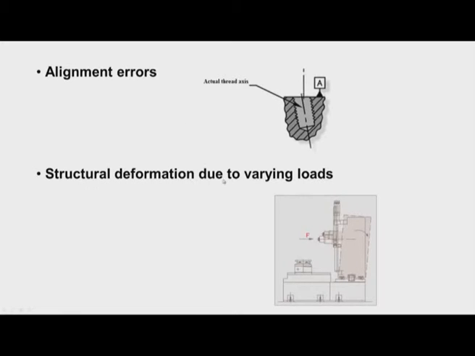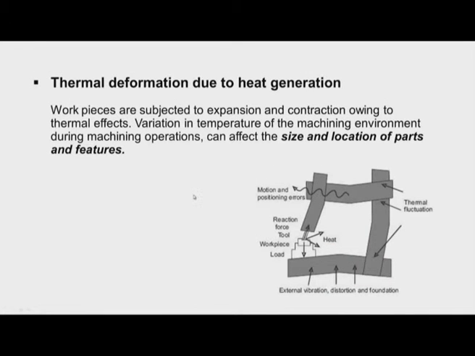Also the structural deformation due to varying load, the cutting forces will be acting on the structure, the column of the machine tool. Because of that the column may deflect. So, due to this also the workpiece size variation will occur. And then we have thermal deformation due to heat generation.